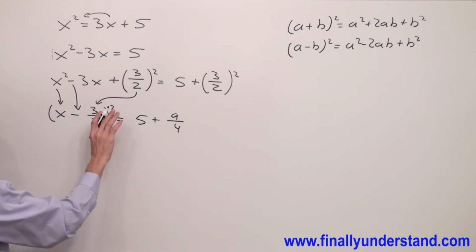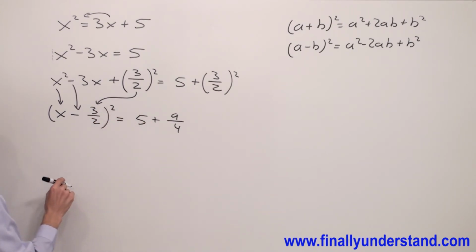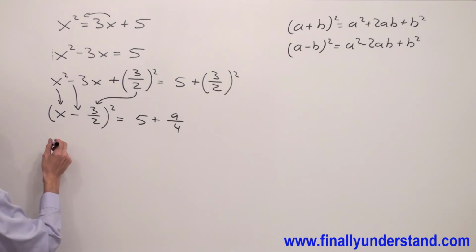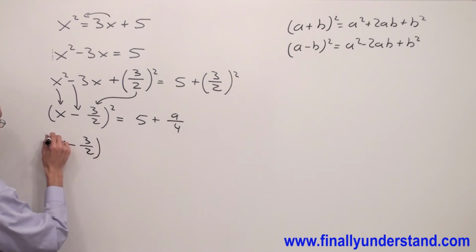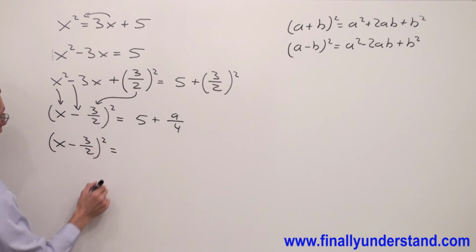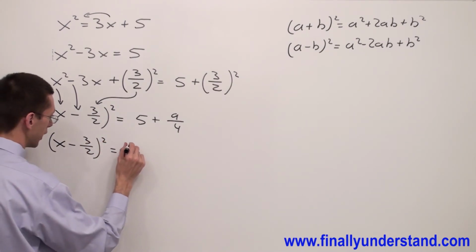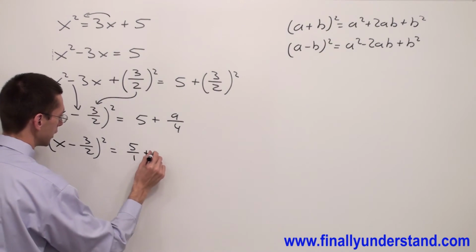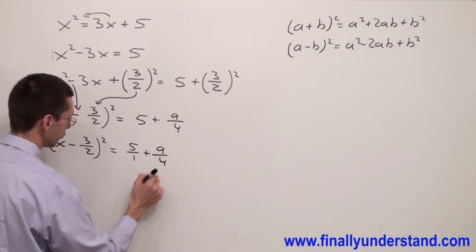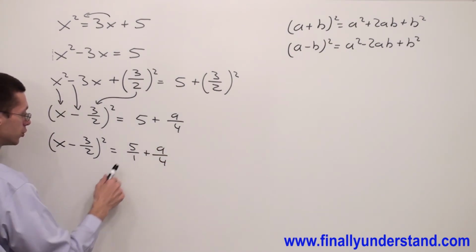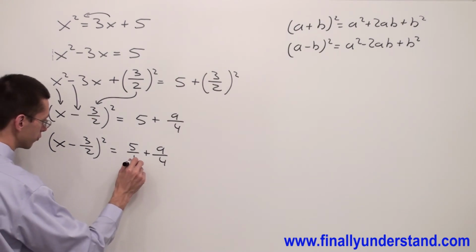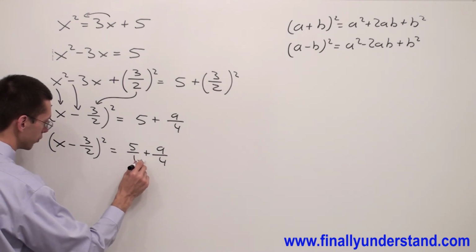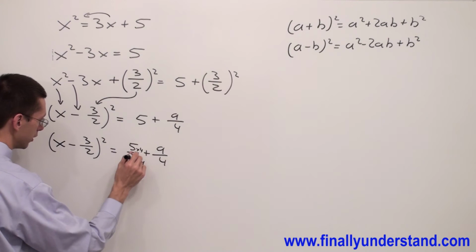Next, let's organize the right side. So we have x minus 3 over 2 to the second power equals, we can say this is 5 over 1 plus 9 over 4. In order to add these two fractions, I have to find a common denominator. Common denominator for these two fractions is 4. So I'm going to multiply this denominator by 4 times 4 and this numerator by 4.